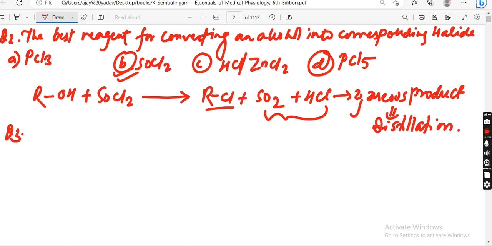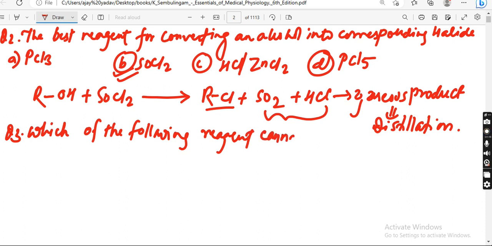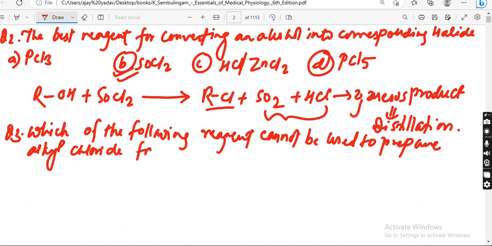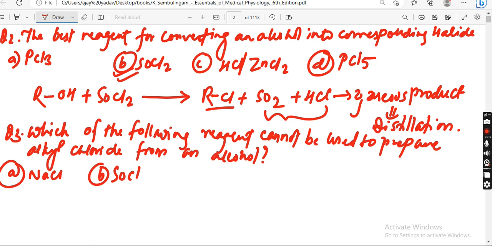Okay, so question number 3 is: which of the following reagents cannot be used to prepare alkyl chloride from an alcohol? Option A is NaCl. The second option is SOCl2. The third option is PCl5. Fourth option is anhydrous ZnCl2.